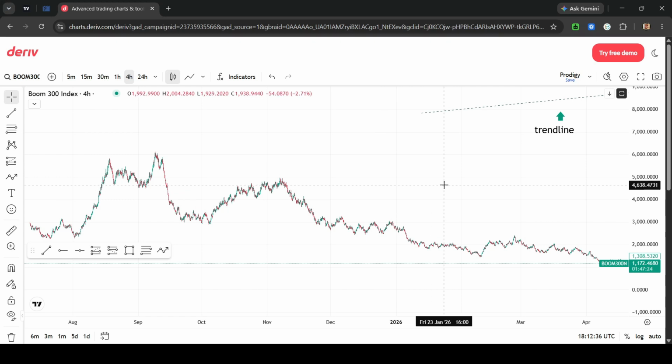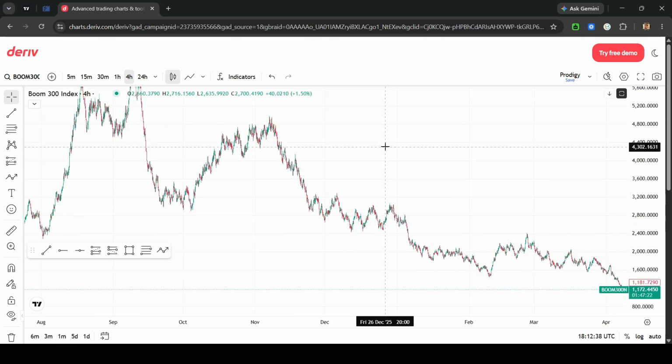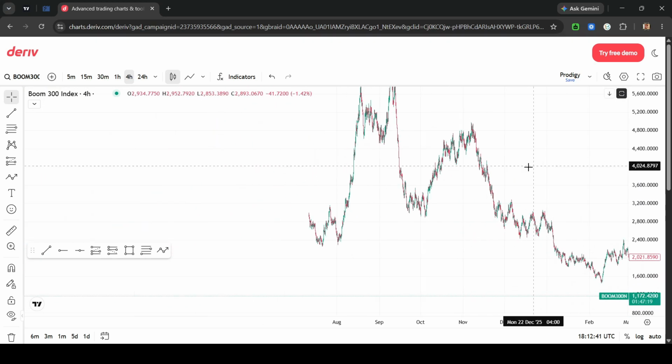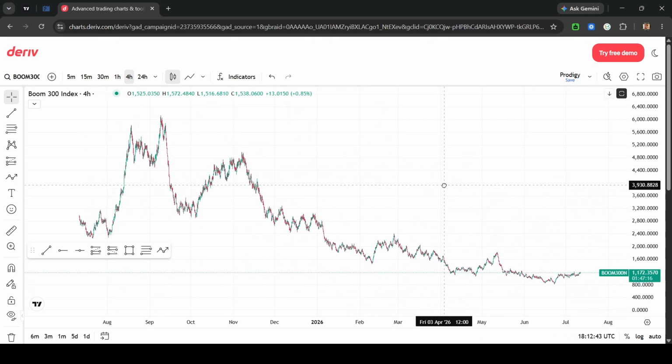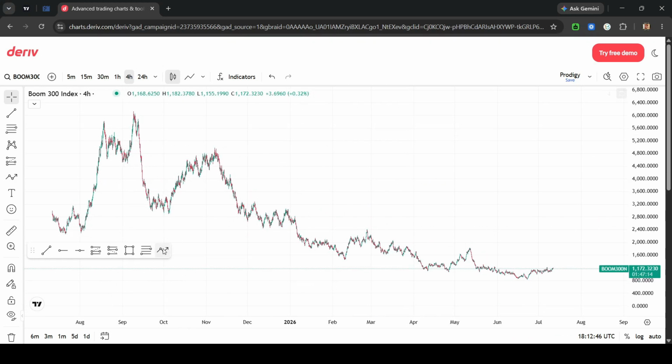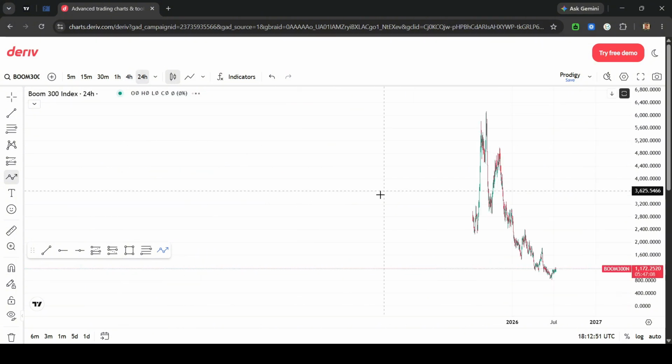So here we have on our charts, boom, 300. So what can we see? You don't need to think too much into it. Just look at the chart. How does it look? Is it going to the upside? Is it going to the downside? We can clearly see that this is a daily candle.